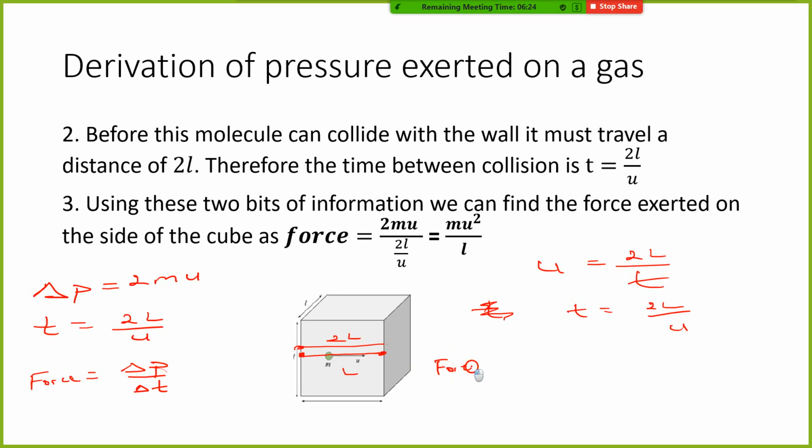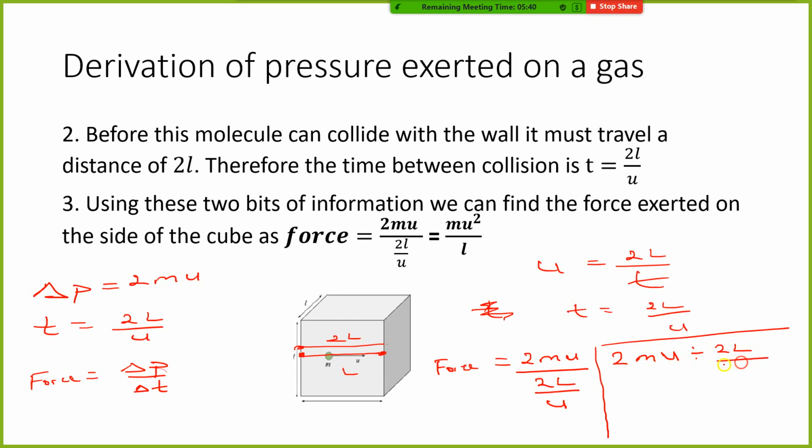So the force exerted on the walls by the particle is going to equal 2mu divided by 2L divided by u. But we can modify this a little bit, because whenever we have this type of mathematics, we can simplify it to some degree. I like to do it this way. I'm going to take the numerator and put it one at that position, and break it apart: 2mu divided by 2L upon u.